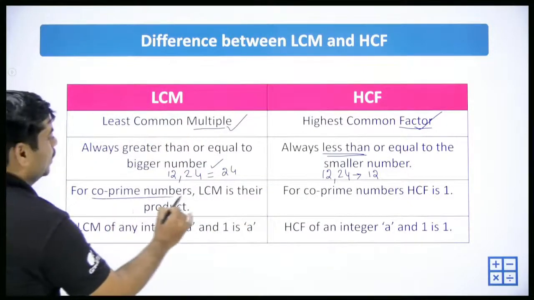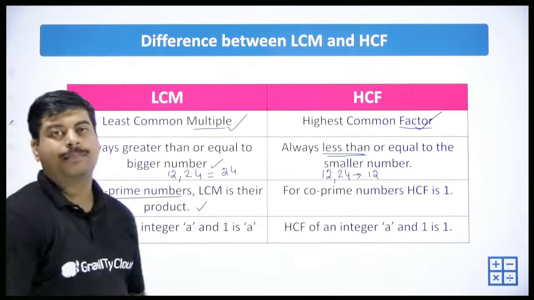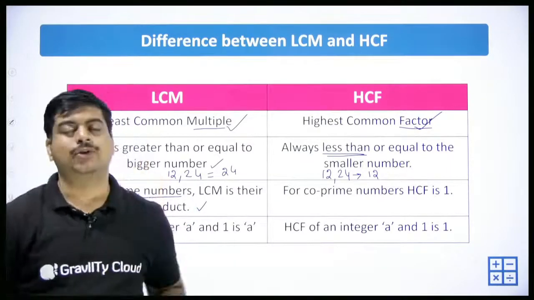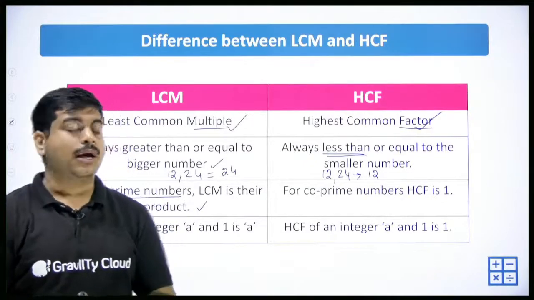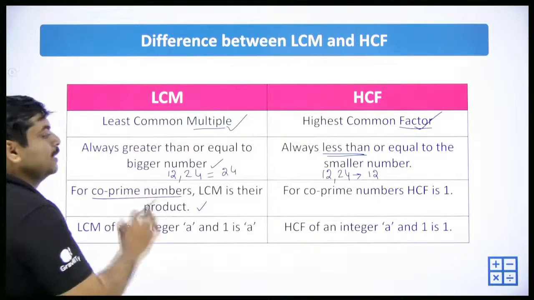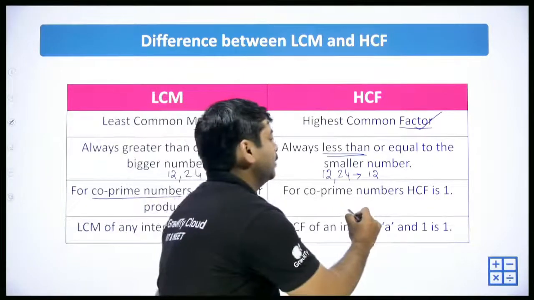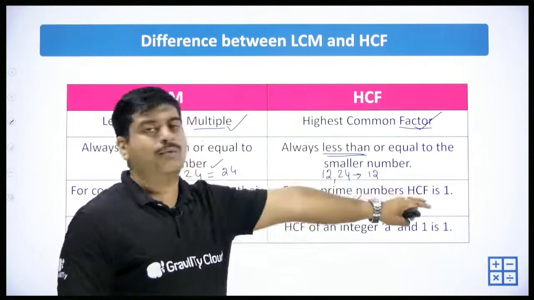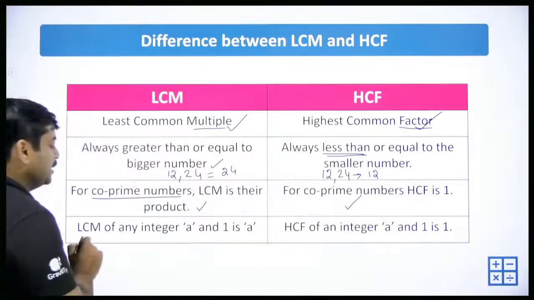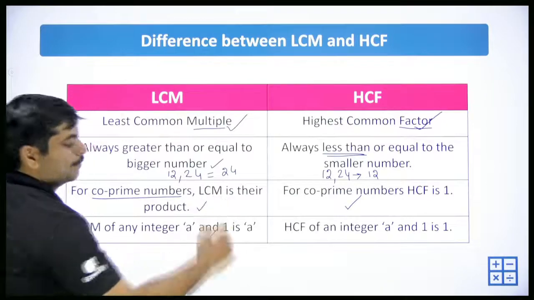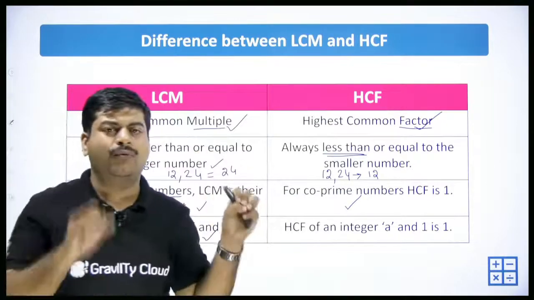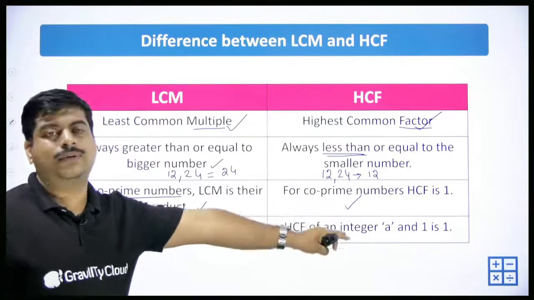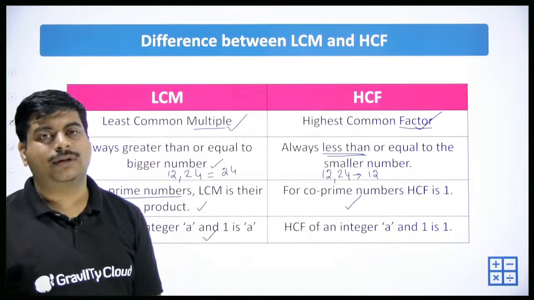For co-prime numbers, LCM is the product. Co-prime numbers means there are no common factors between those two except one. So for co-prime numbers, LCM is the product and HCF is 1. LCM of any integer a and 1 is a. Any number a and 1, LCM is always a, and HCF is always 1. Right?